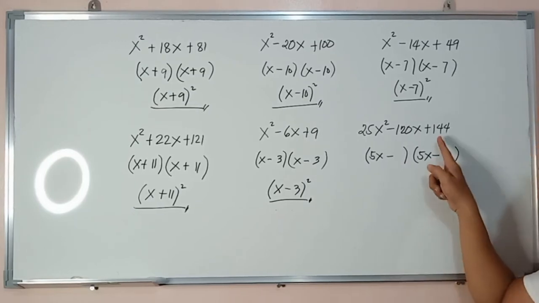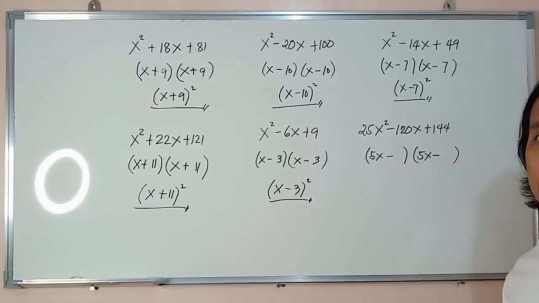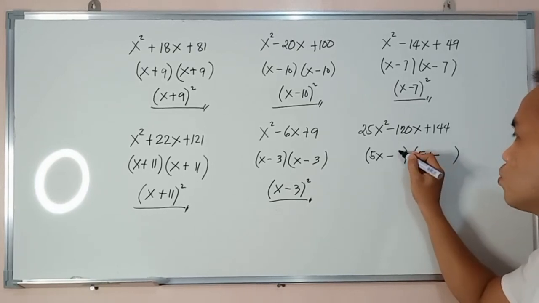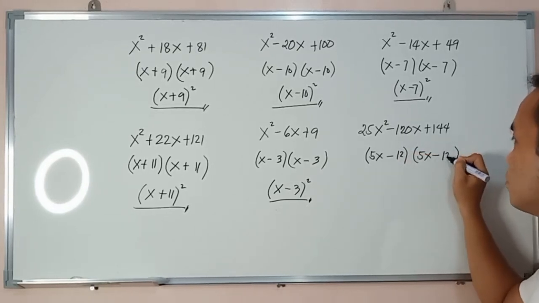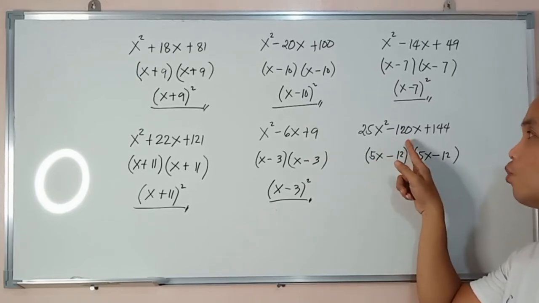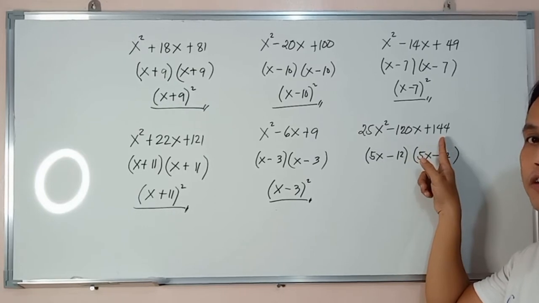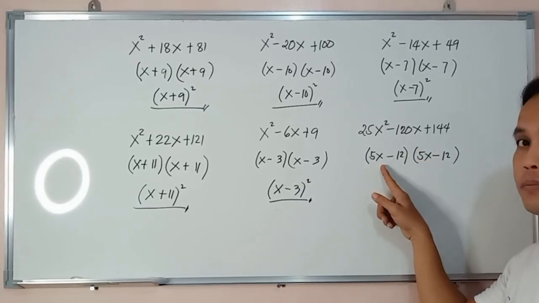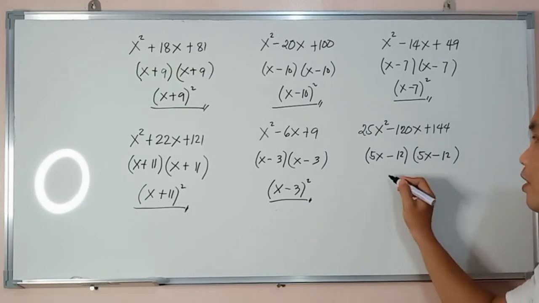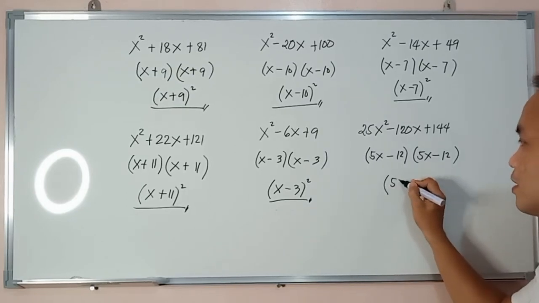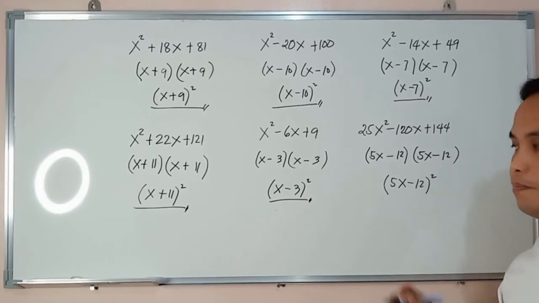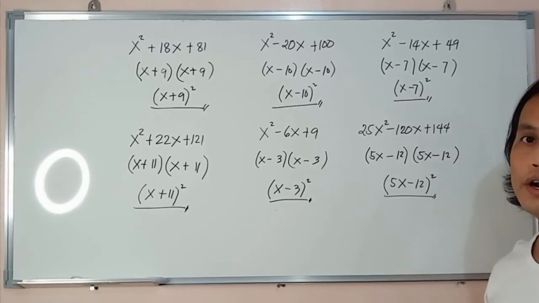Then, the square root of 144 is 12. That is, 12 times 12 is 144, so that is 12 times 12. So these are now the factors of this trinomial, 25x squared minus 120x plus 144. We have 5x minus 12 times 5x minus 12, which can be written as 5x minus 12 quantity squared. So this is now our answer.